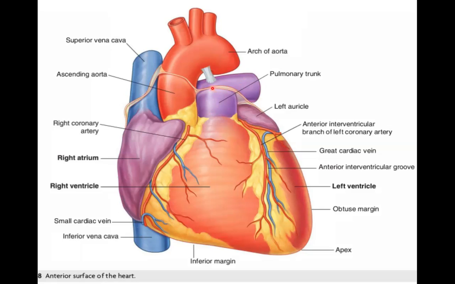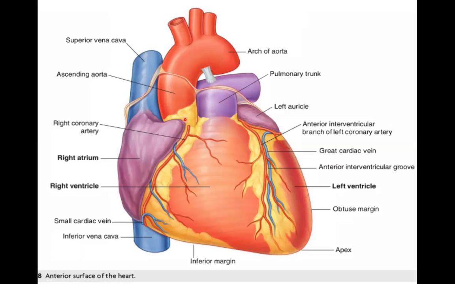They are called pulmonary arteries, but they carry deoxygenated blood to the lung. They will reach the right and left lung roots, then the lung itself. This is regarding the pulmonary trunk.